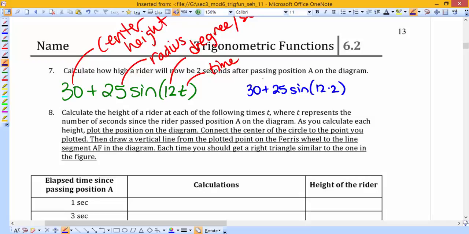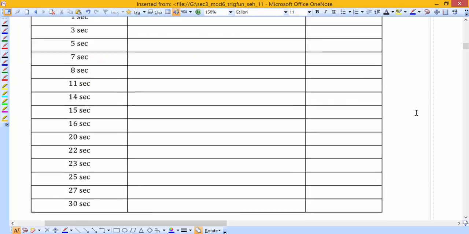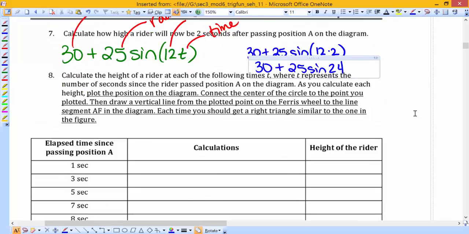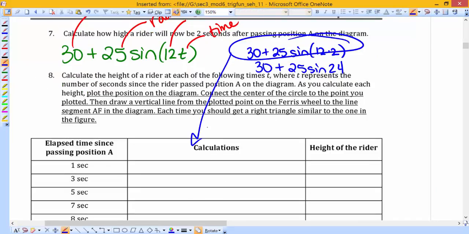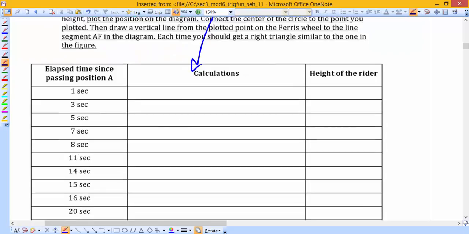I would simplify this down to 24. So in your calculator, you can put 30 plus 25 sine of 24. You cannot add 30 and 25. The 25 is attached to sine, so you cannot add the 30 and the 25. Okay, please make sure you plug it into your calculator like this, and then you're going to go through that process for all of these. Where it says calculations, you would plug this in, and then obviously your answer for the height of the rider. So it's just going to take some practice.